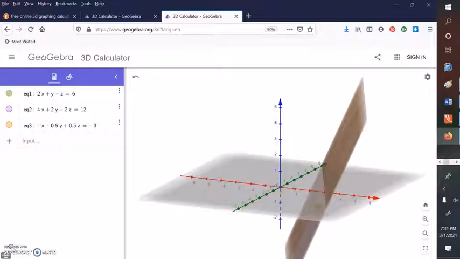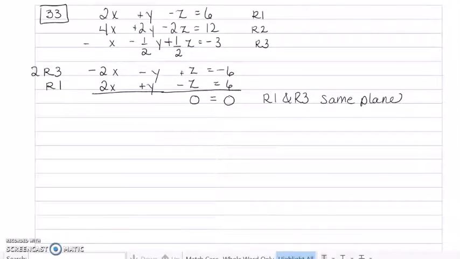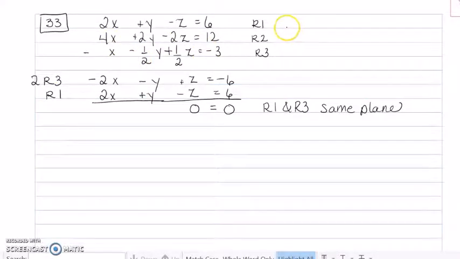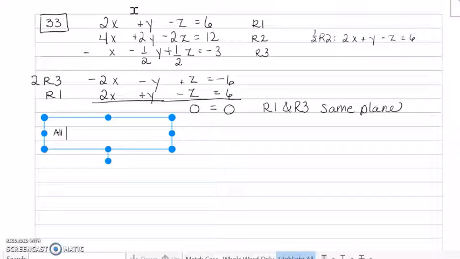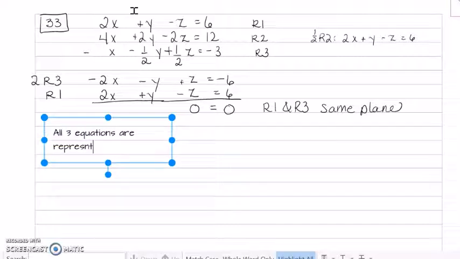Let's do that algebraically. Returning to the work that we were doing, I've used row 3 and row 1. Now I'm going to take a look at row 2. In fact, if I divide row 2 by 2, I can see that it's identical to row 1. Now I do know, in fact, that all three equations are representative of the same plane.